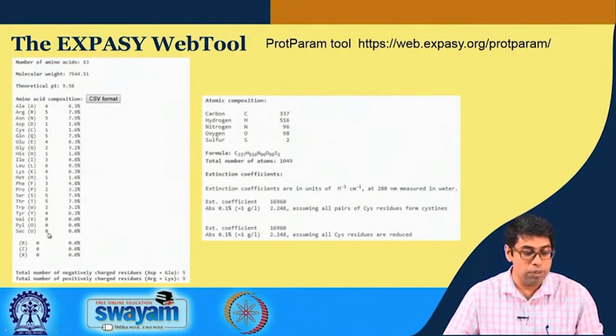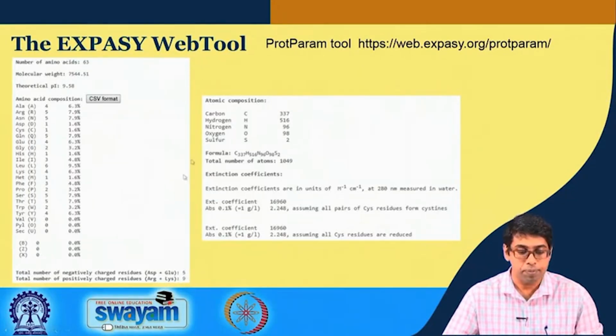One thing, if you look down here, you will notice that the number of acidic amino acids present in this sequence is 5, while the number of basic amino acids present is 9. So, there are more basic amino acids compared to acidic amino acids. So, it is not surprising that the pI of this protein is more than pH 7. The pI of 9.6 can be easily explained by the presence of more basic amino acids compared to acidic amino acids.